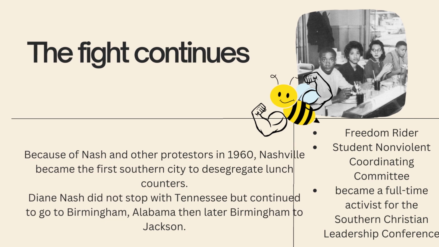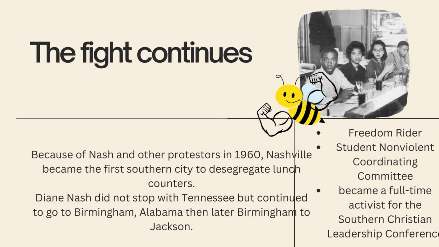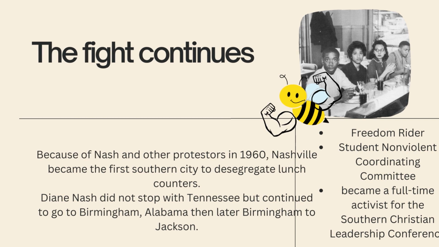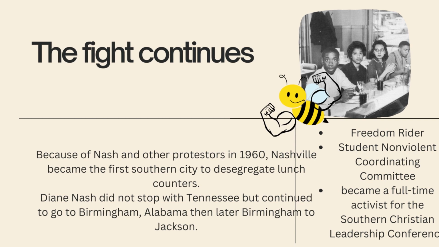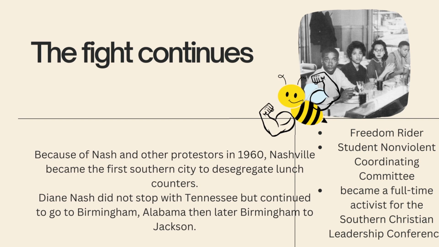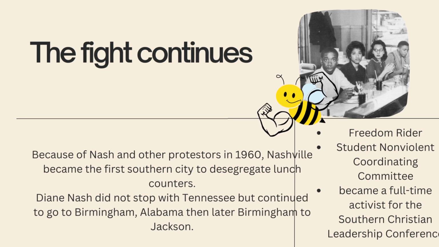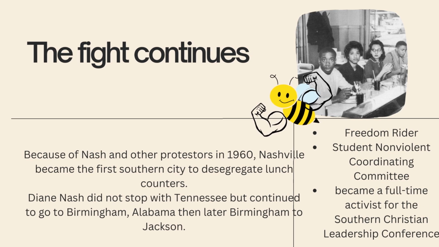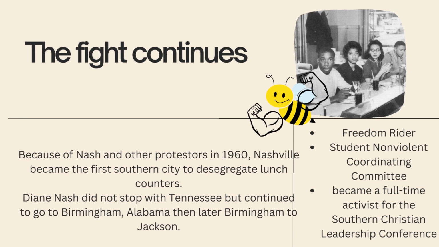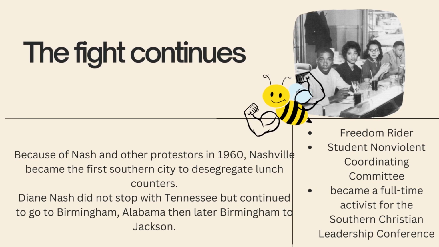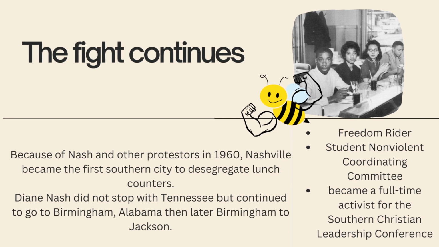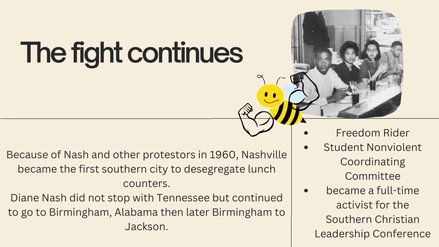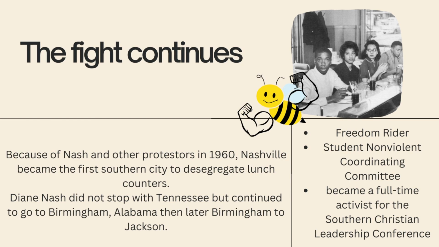In 1961, Nash left college to become a full-time activist for the Southern Christian Leadership Conference. She continued to work with Dr. Martin Luther King Jr. It was in this new role that she played a larger part in the 1964 voter registration campaign in Selma, Alabama. Nash was also appointed to the National Committee by President John F. Kennedy, which promoted the passage of the Civil Rights Act in 1964.